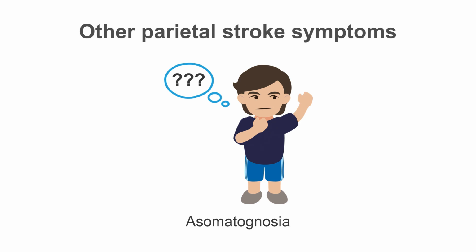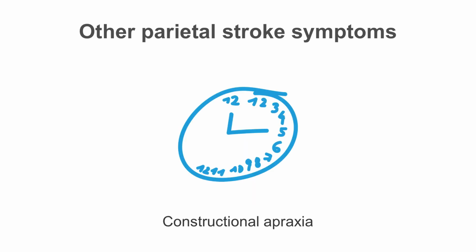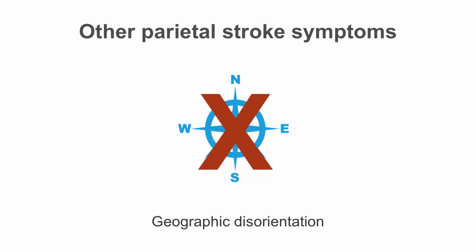Other symptoms of parietal stroke include asomatognosia, the loss of recognition or awareness of a particular body part, dressing apraxia, where the patient cannot dress properly, constructional apraxia, the inability to draw or copy diagrams, and geographic disorientation, the inability to form a conceptual map of a region or area.